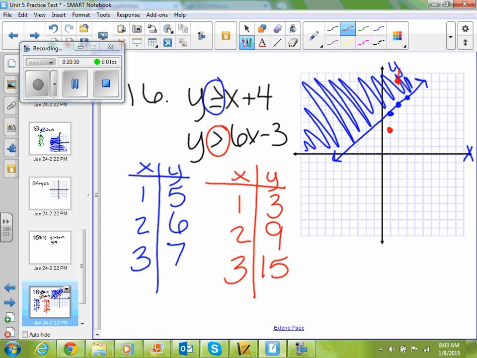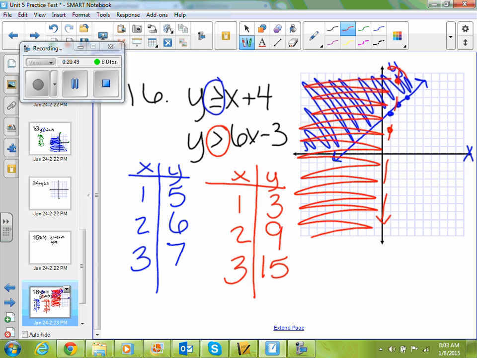Dashed line because it does not include the line underneath. So I draw a dashed line going down, and I look at whether I shade above or below. Because it is a greater than symbol, we shade above our graph, and our solution set is the area where both colors are mixed.